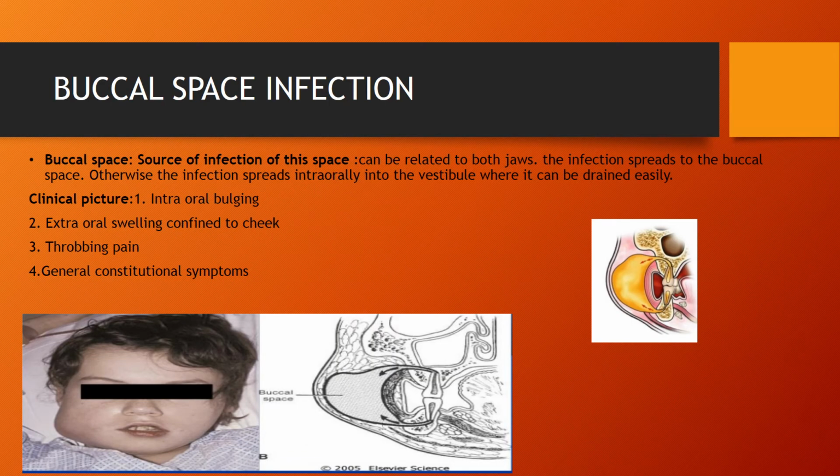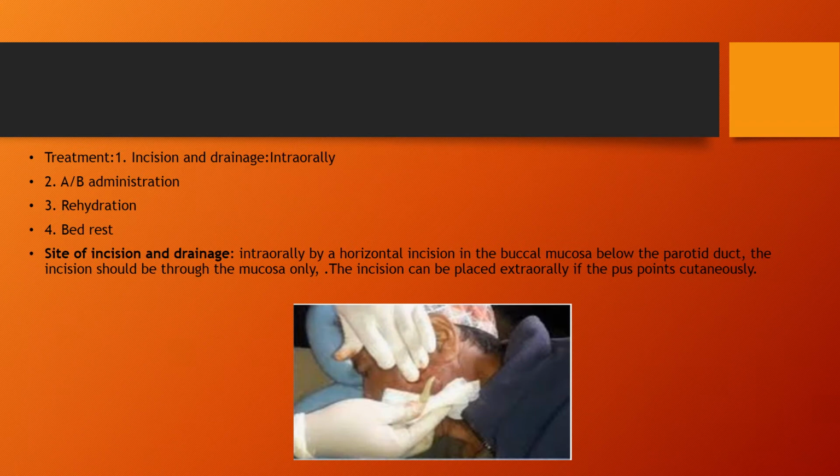Buccal space infection. Source of infection can relate to both jaws. The infection spreads to the buccal space, otherwise the infection spreads intraorally into the vestibule, where it can be drained easily. Clinical picture is intraoral bulging, extraoral swelling, throbbing pain, and generalized constitutional symptoms. Treatment includes hydration and bed rest.